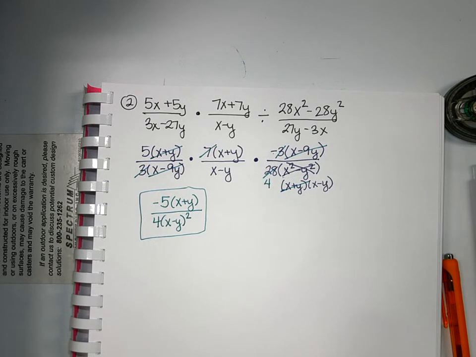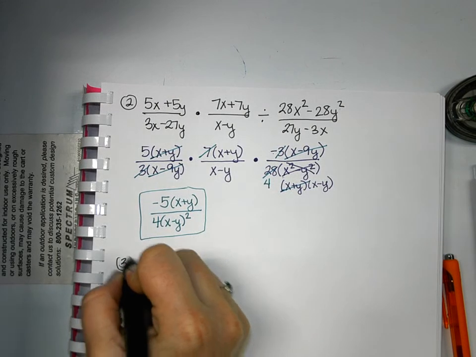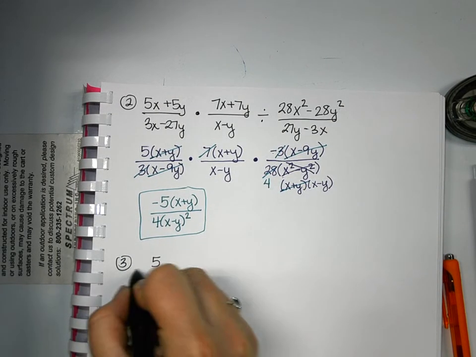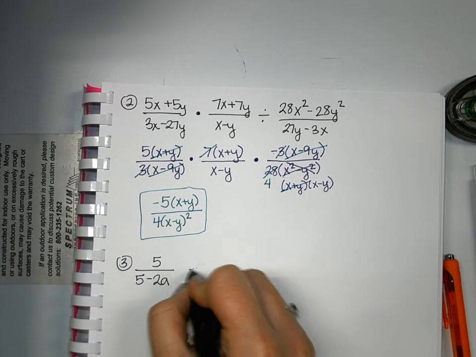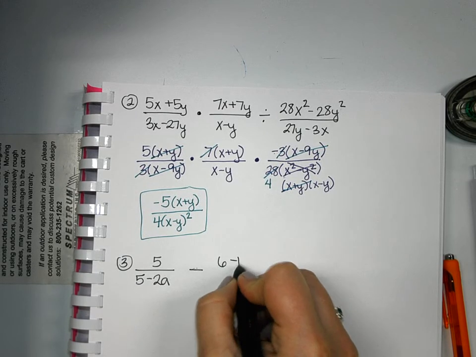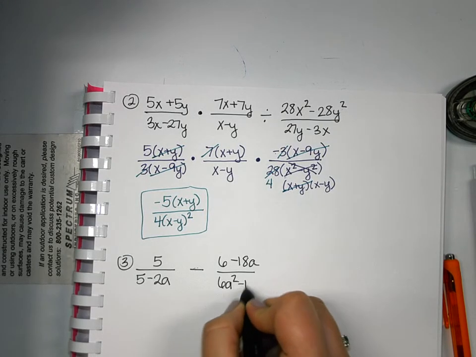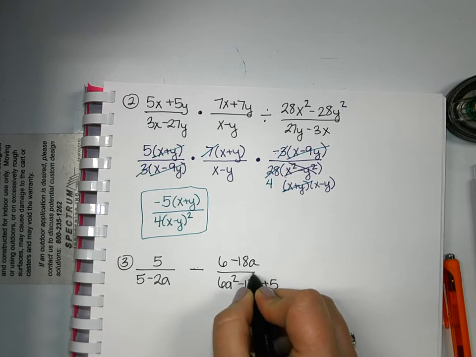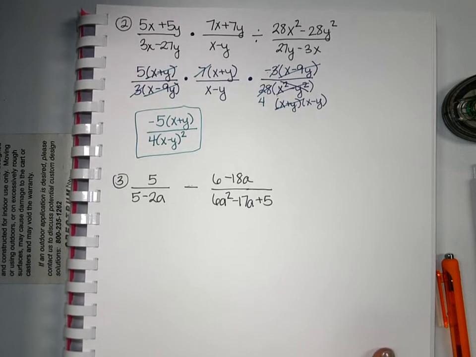Okay, so the first part of your assignment is going to be looking at simplifying, as well as multiplying and dividing. It then is going to move into adding and subtracting rational expressions. So if we have something like this, now we're adding and subtracting, which means we don't have cross-canceling available to us.